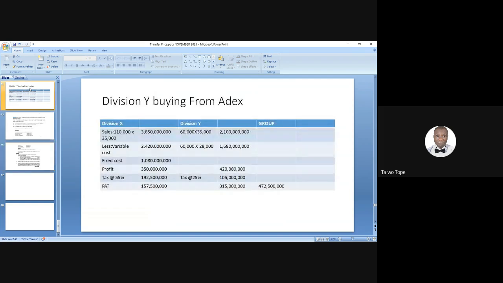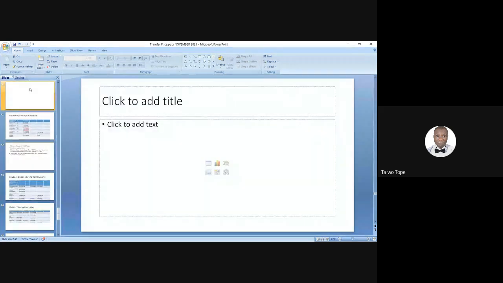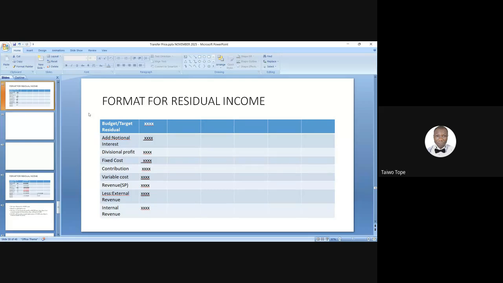Then from the internal revenue, we'll be able to know which approach we should adopt based on the selling price. Now, everybody has the question, right? So we'll follow this format to determine the answer to question 1, which is the transfer price that will enable us to meet our target residual income. So I believe you all have the question.